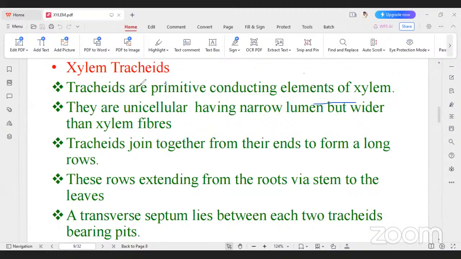When I gave the introduction about xylem tracheids, I said xylem tracheids look like fibers, right? But what is the difference between fibers and tracheids? The simple difference is that both are unicellular, but tracheids have a narrow lumen that is wider than that of the xylem fiber. The lumen in tracheids is wider, but in fiber it is very narrow.